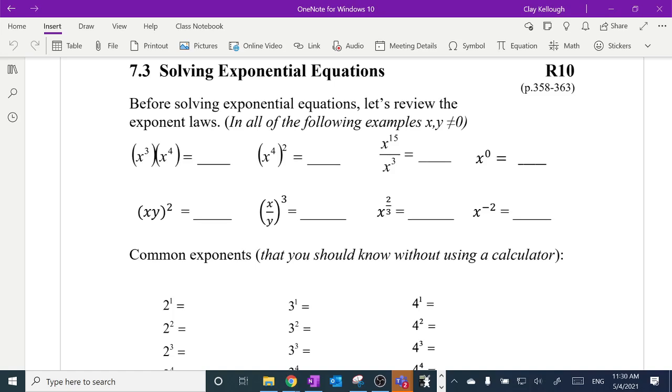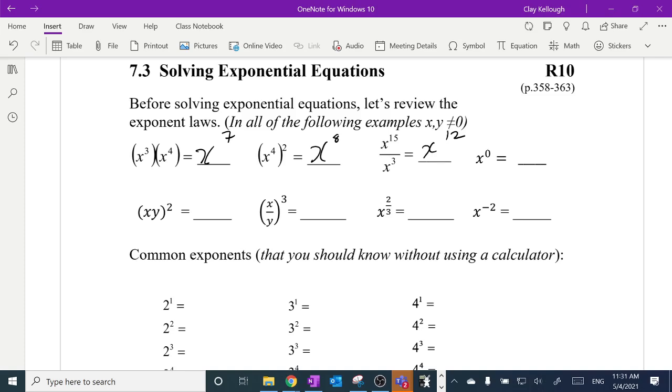You add them. So this is x to the 7. If you take the power of a power, the exponent of an exponent, what do you do with those? You multiply those. If you divide two exponents with the same base, careful, I'm going to get all kinds of people who think that's x to the 5. You subtract. That one's x to the 12.